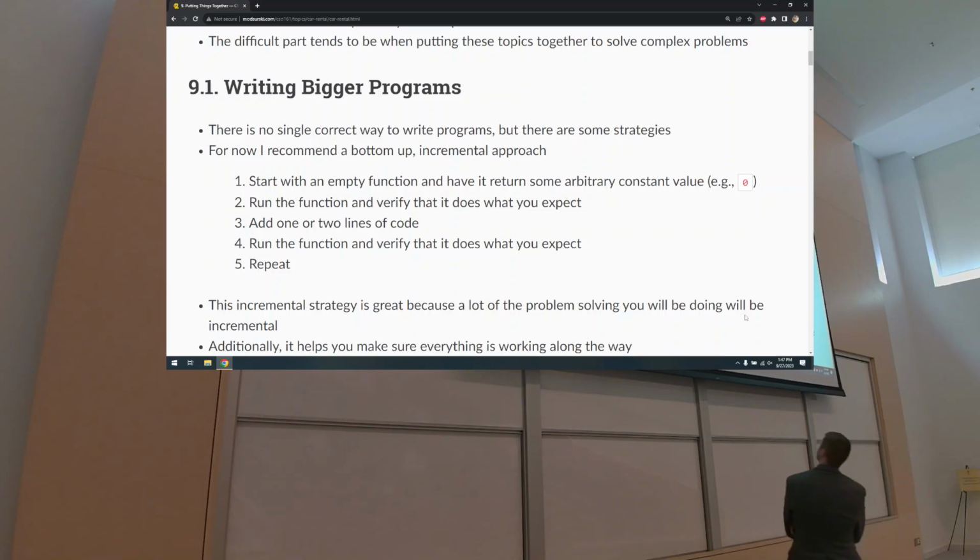One, honestly, start with an empty function. I've got a problem, I know I'm going to want a function for it. Start with an empty function. Give it a name, a good, relevant name, maybe it needs parameters and whatnot. Then have it return some arbitrary constant, 0. And hit run, and make sure it does exactly what you think it should.